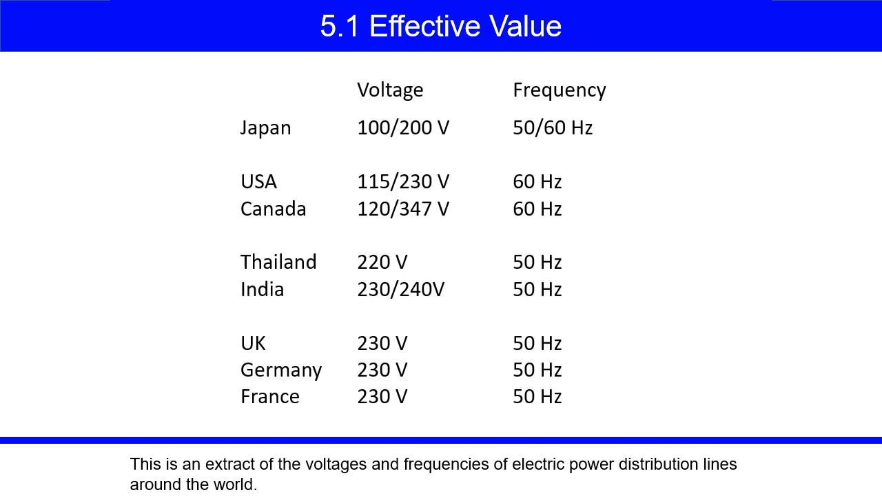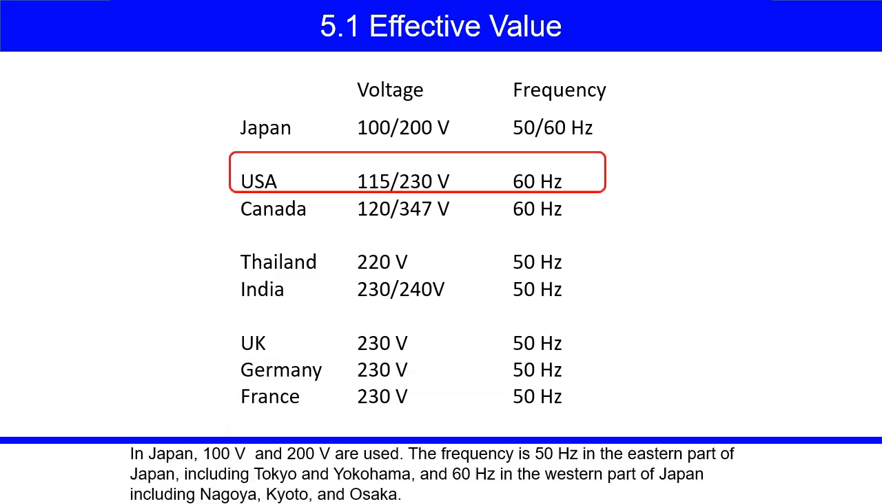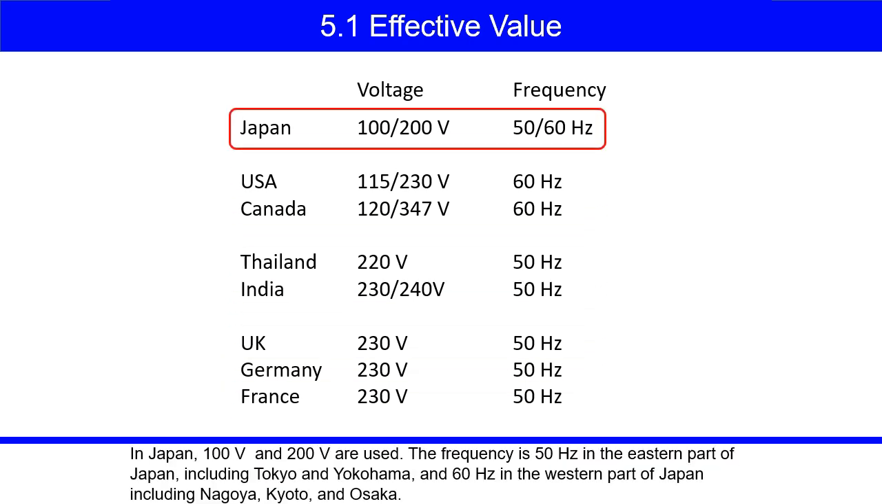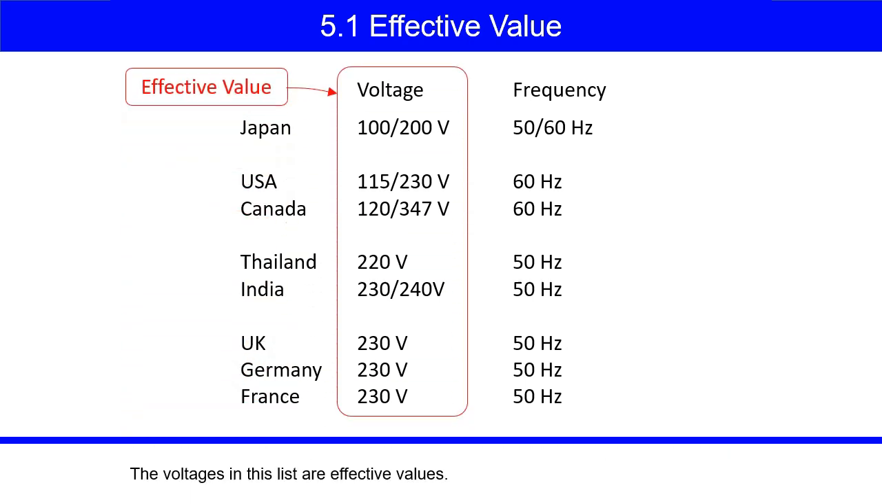This is an extract of the voltages and frequencies of electric power distribution lines around the world. In Japan, 100 volts and 200 volts are used. The frequency is 50 Hz in the eastern part of Japan, including Tokyo and Yokohama, and 60 Hz in the western part of Japan including Nagoya, Kyoto, and Osaka. The voltages in this list are effective values.